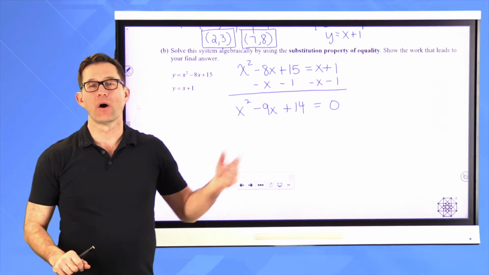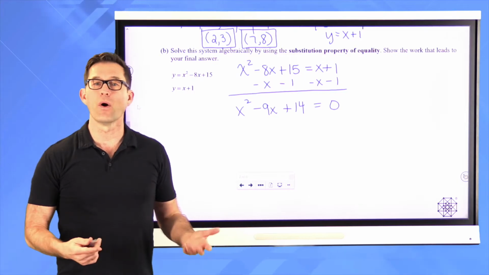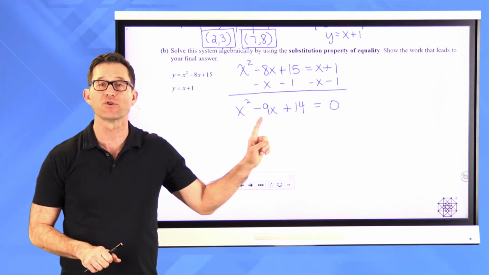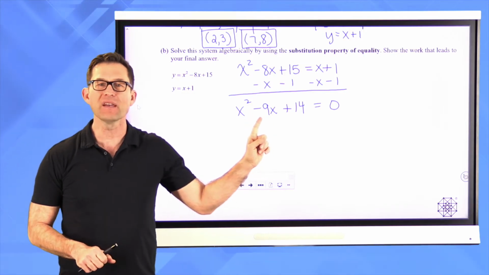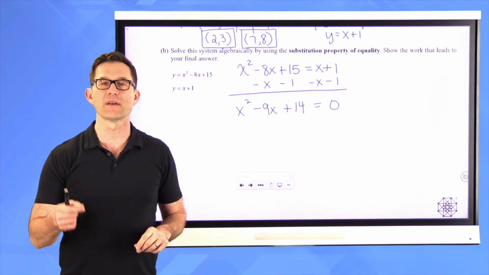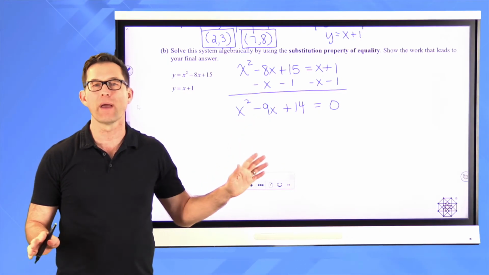Now, how do I want to solve that? Do I want to solve it by factoring? Do I want to solve it by completing the square? Well, for me, I would much rather solve this by factoring because the linear coefficient is odd. If that was an 8, a 4, a 6, something like that, I might actually consider using completing the square to solve this. But because it's a 9, there's no way I'm going to do that.